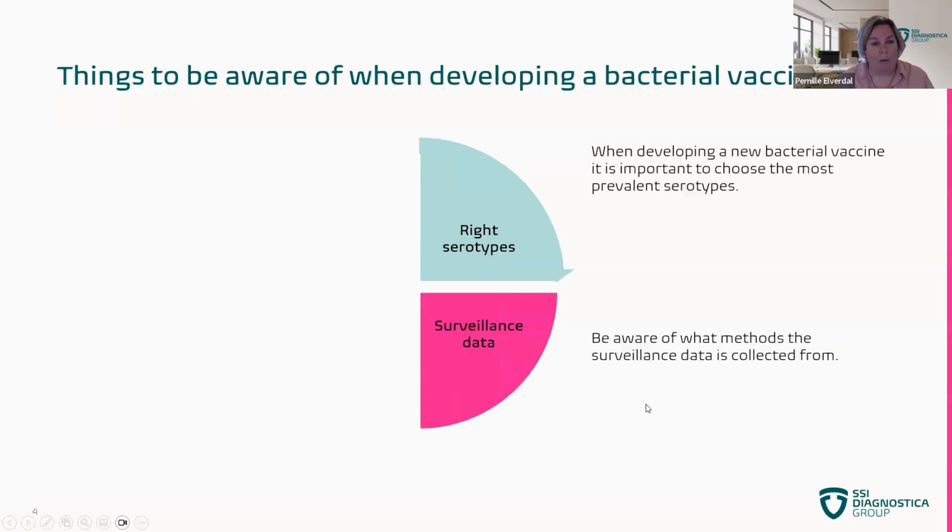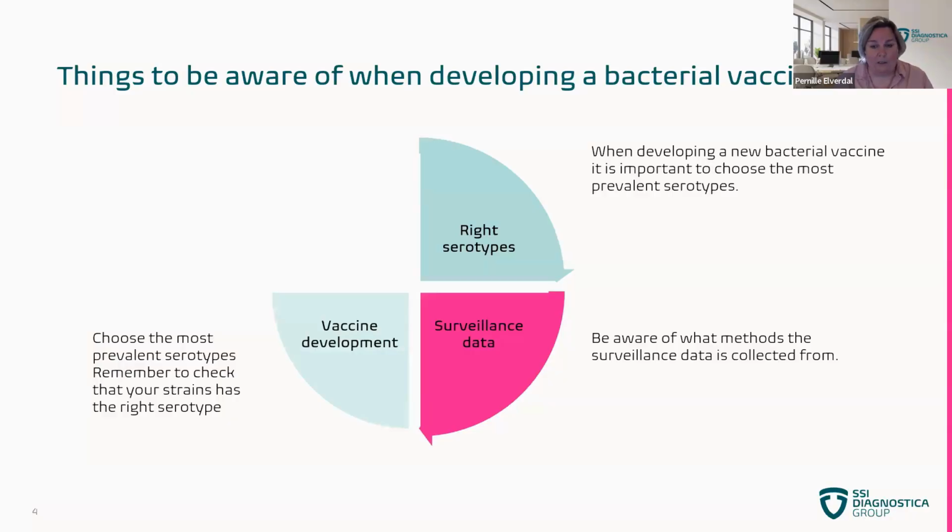Second, we come into the surveillance data, because you cannot choose the most prevalent serotypes if you don't have good surveillance data. So it's also important, when we look at the surveillance data, that we are aware of what methods are being used to produce these data, because it can affect your vaccine development later on.